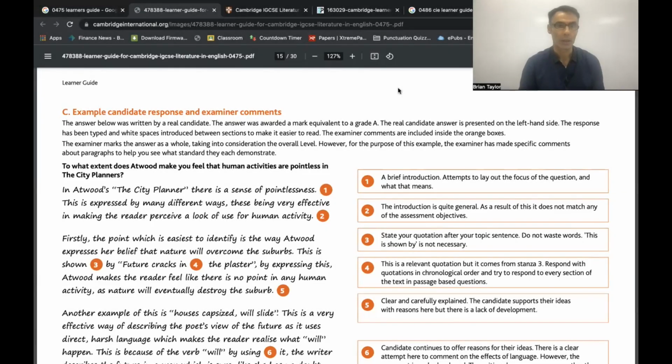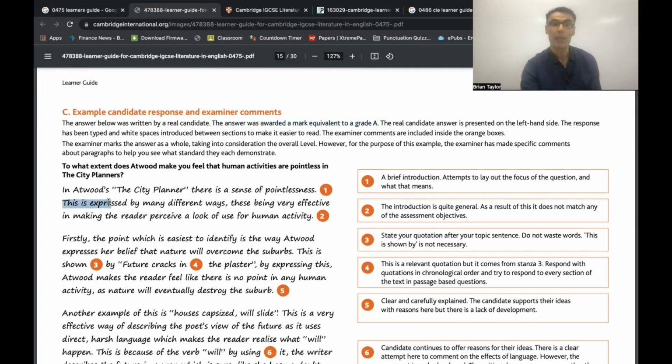So let's take a look at the student's answer. It tells us here, this one received the equivalent of an A grade. This is the answer on the left, and these are the examiner's comments on the right. In Atwood's The City Planner, there is a sense of pointlessness, and the examiner says, a brief introduction. It attempts to lay out the focus of the question and what that means. And then the introduction continues here.